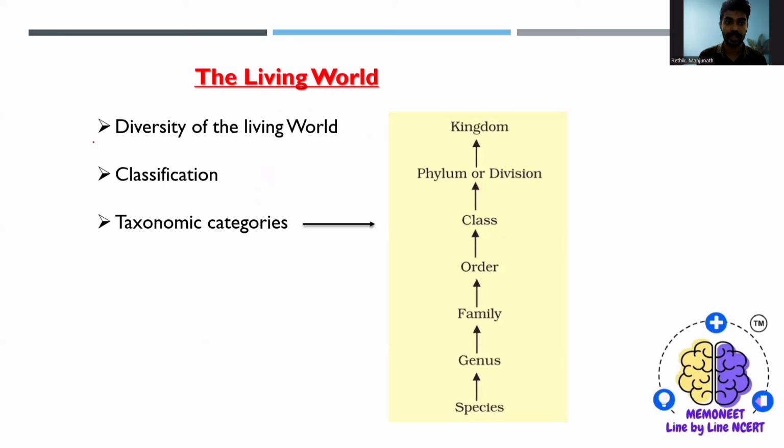The first one is the diversity part, the second one is the classification part, and the third one is the taxonomical category. Every year we have around 1 to 2 questions asked from this living world chapter. Most of the questions are asked from the classification part or taxonomical category part. So without delaying, let us move to the topic.